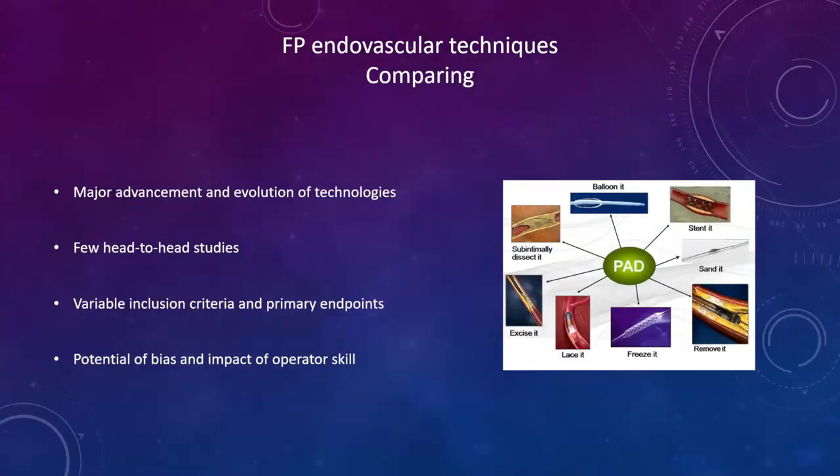So when we are talking about femoropopliteal endovascular techniques, we have a lot of them. We have balloon angioplasty, we have stent placement, atherectomy devices, and there's always a major advancement every year, and an evolution of technologies, and we have just few head-to-head studies to choose what's the best for the case or for the patient. We have variable inclusion criteria and primary endpoints, and maybe a potential bias in the impact of the operator skill.